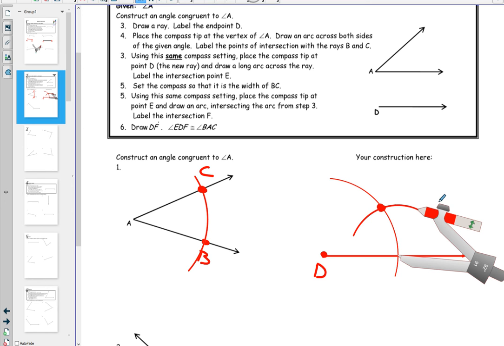So the original point that we drew, let's call that F. Oh wait, no, the C has to go with the F. So we'll call the one down here E. The one on top will be F. And then the last thing you do is get your straight edge and use it to connect D to F. Then you erase the arcs. And now those two angles should be congruent.